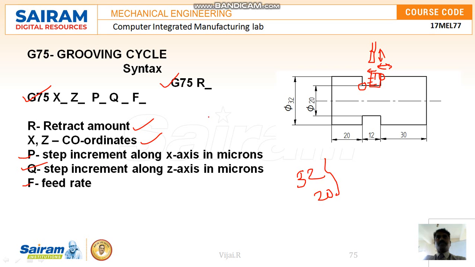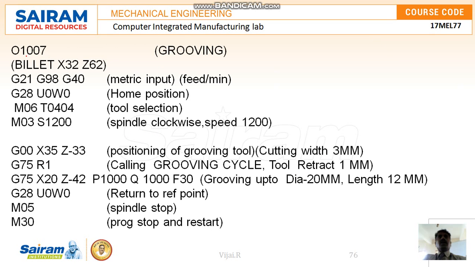For that, we write O, the program number, first. Let me start with the program number, the letter O and the number 1007. Whatever number it may be, we can use a 4-digit number. The billet size given is 32 diameter and length 62. We use G21 for metric data input, G98 for feed per minute, and G40 for TNRC cancel. TNRC is tool nose radius compensation, and whether it is required here or not, if it is not required, we need not write it.